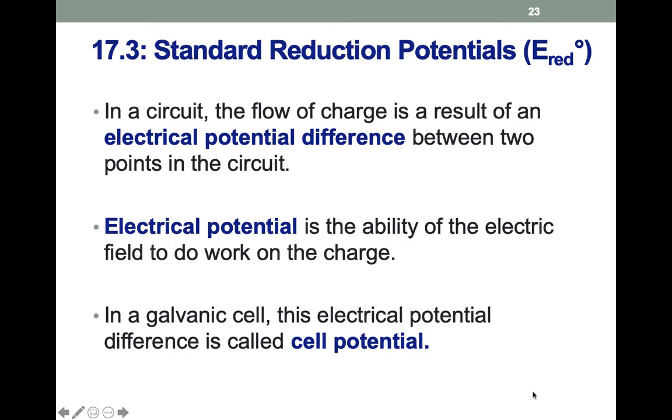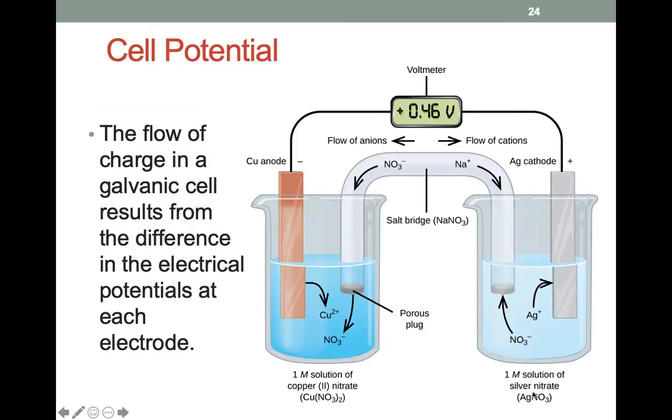So another thing that electrical potential can do is be charged on your cell phone. When your cell phone or your laptop runs out of battery juice, it's run out of electrical potential. And so that potential is called a cell potential. So here we have a copper silver cell, and the flow of electrical charge in this cell results from a difference in the electrical potentials of each electrode.